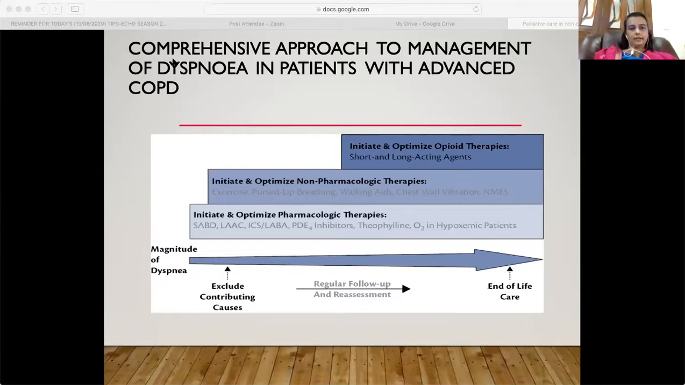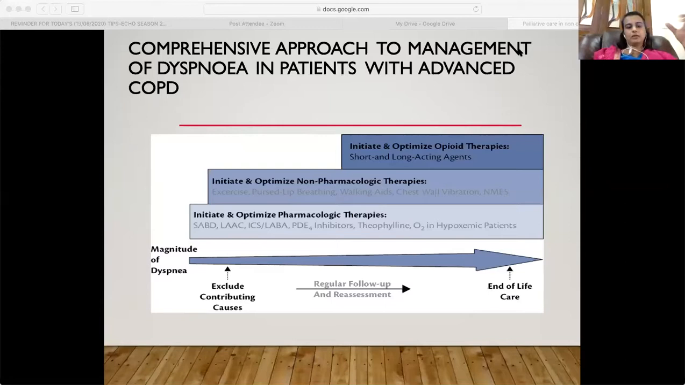Initially, we can give them short-acting bronchodilators. You can give them long-acting anticholinergics. You can give them long-acting bronchodilators and inhaled corticosteroids, which is standard therapy for all COPD patients. Step by step, as the disease worsens, the pulmonologist would have started all of this treatment for them. Then they reach a point when you can't give any more disease modifying treatment, and they're still breathless.